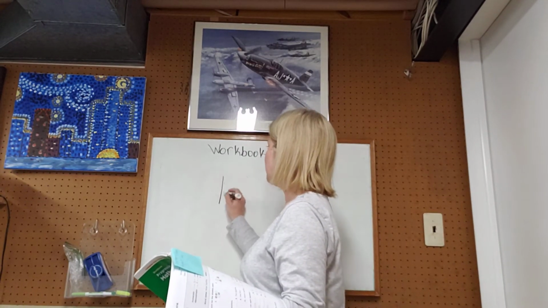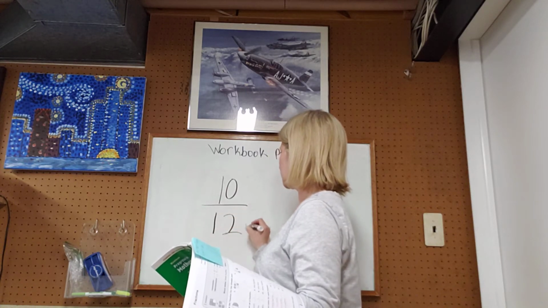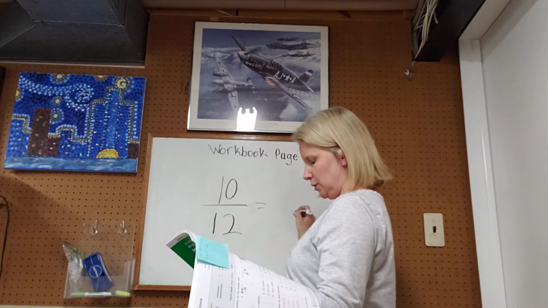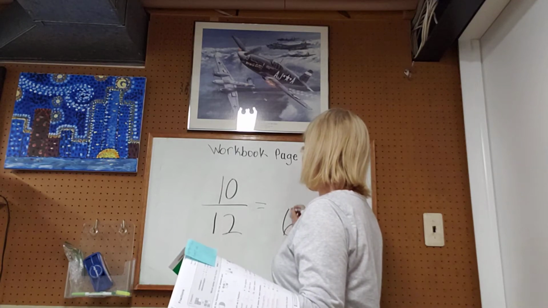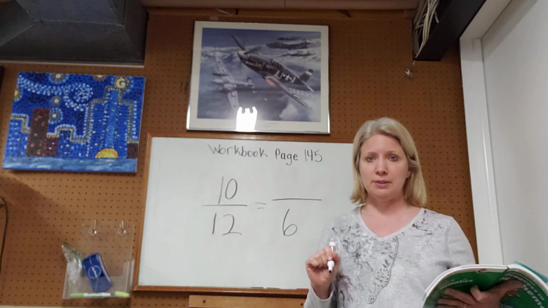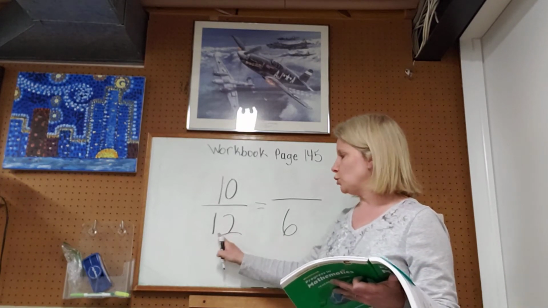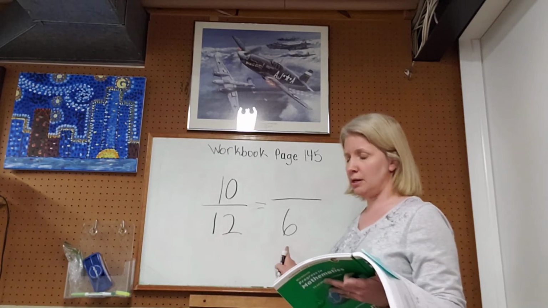Ten out of 12 is equal to what out of 6? Now this, you have to kind of do it backwards. This is the opposite of multiplication. It's division because you're getting smaller. So 12 divided by what number?